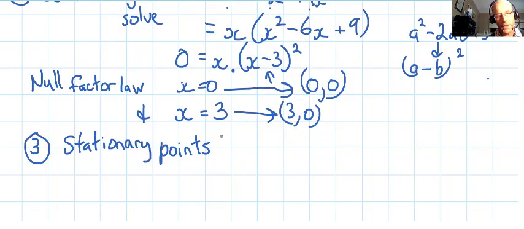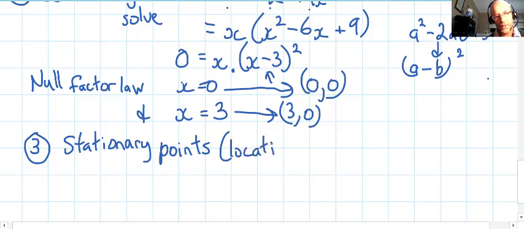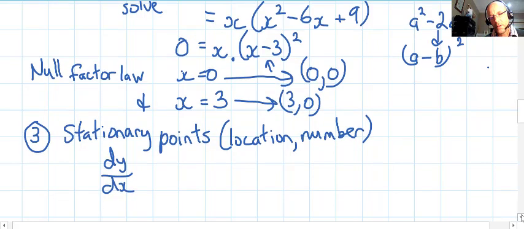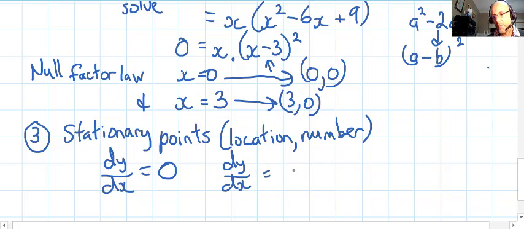Next, we're trying to find the location of the stationary points, and how many too. This step finds how many and where they are. We want to know where they live, and how many we're dealing with. So we find dy/dx and set it equal to 0, because stationary points happen when we have a gradient of 0, and that means the derivative is 0. So if we've got y equals x cubed minus 6x squared plus 9x, let's find dy/dx. It's pretty easy. We've got 3x squared minus 12x plus 9.